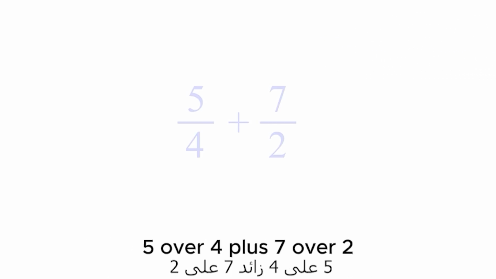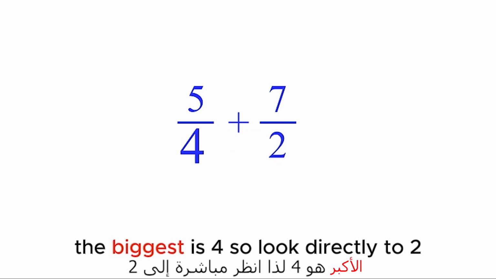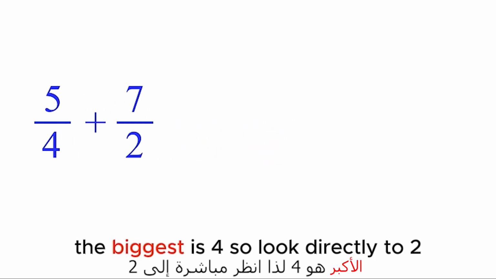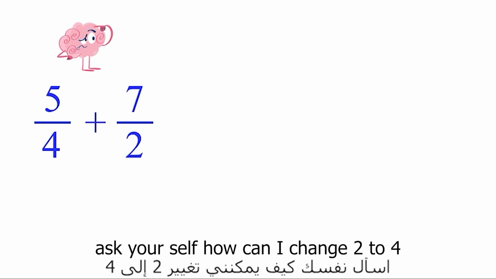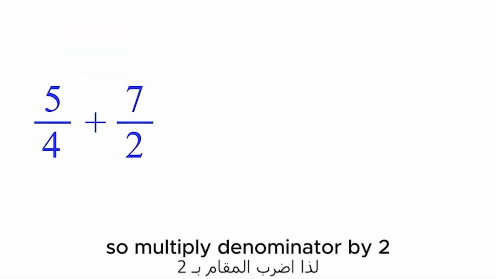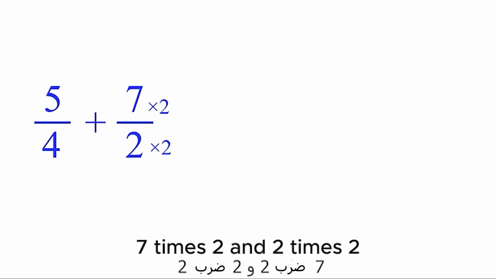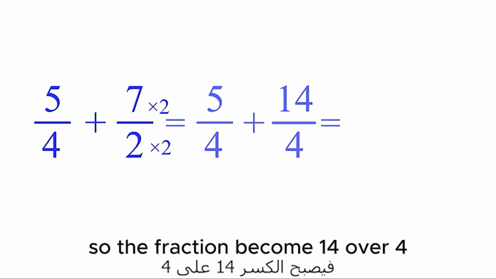Example about this way, 5 over 4 plus 7 over 2. The first denominator is 4 and the second is 2. The biggest is 4, so look directly to 2. Ask yourself, how can I change 2 to 4? Very good, if you multiply 2 by 2 you get 4, so multiply the denominator by 2, and of course multiply the numerator also. 7 times 2 and 2 times 2, so the fraction becomes 14 over 4.